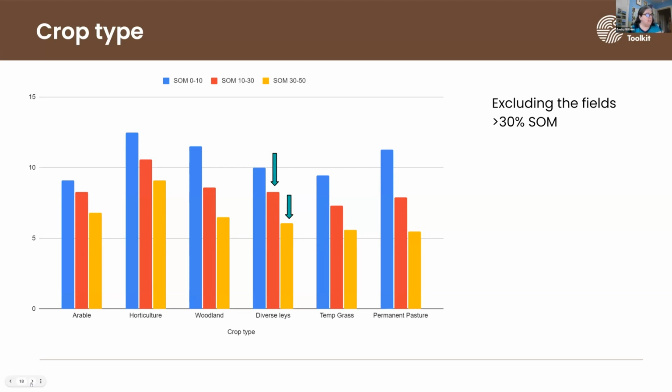Now, what was really interesting here is that when we looked at the soil organic matter percentage, we found that our diverse leys were performing really, really well against not just our temporary grassland and our permanent pasture, which arguably, if we think about it from a logical perspective, obviously that's not been disturbed, so that should have the highest carbon stock. Actually, we started to find that some of these fields that had a little bit more diversity in them were performing better, and they were also performing better than some of those more perennial features as well.